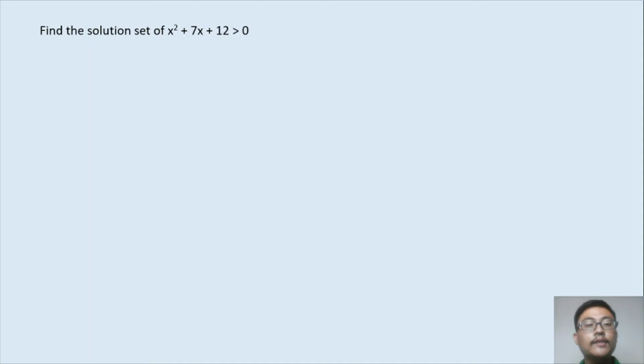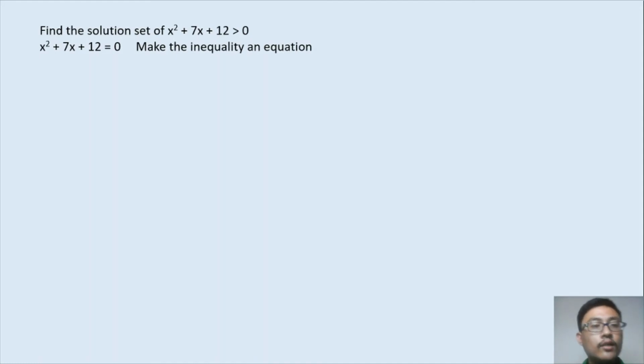Doon tayo sa next example natin. Find the solution set of x squared plus 7x plus 12 is greater than 0. Again, ang first step, gawin muna natin siyang equation. So, magiging equal sign lang siya. And then, write the factors.